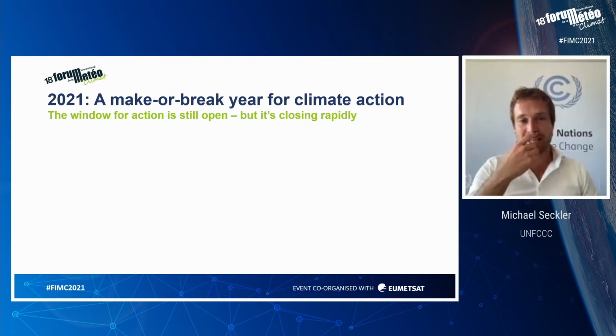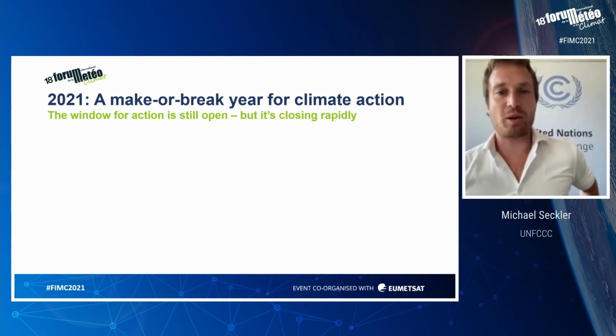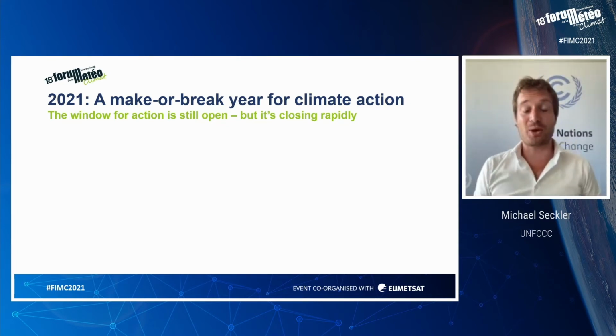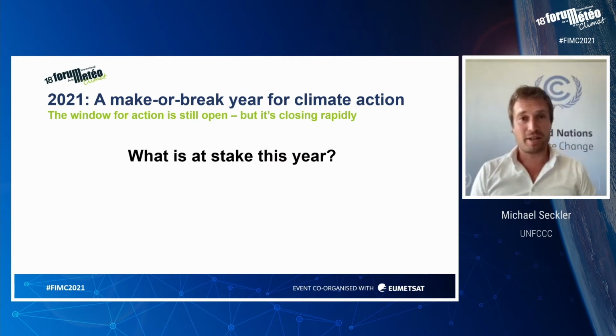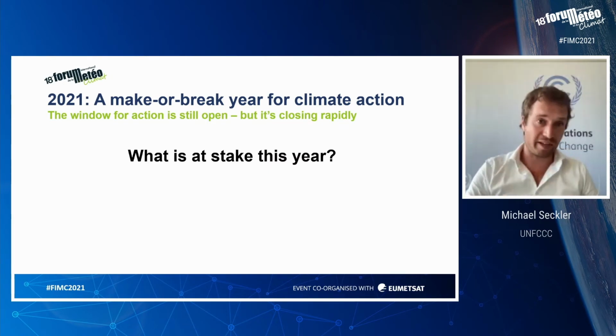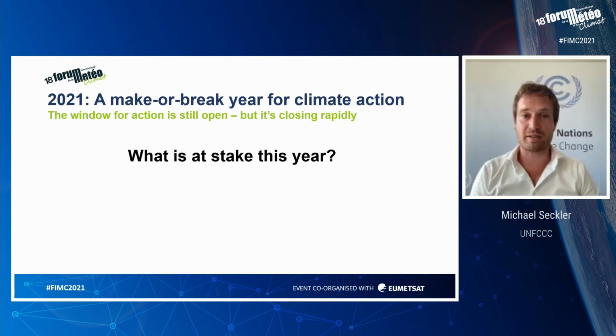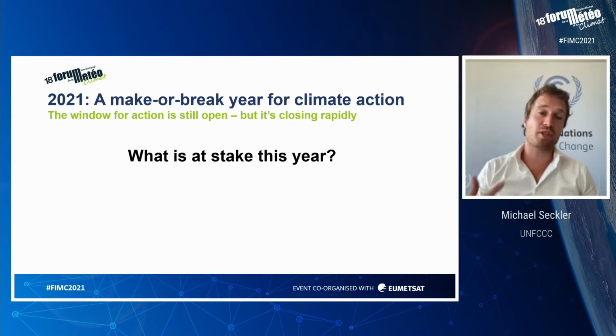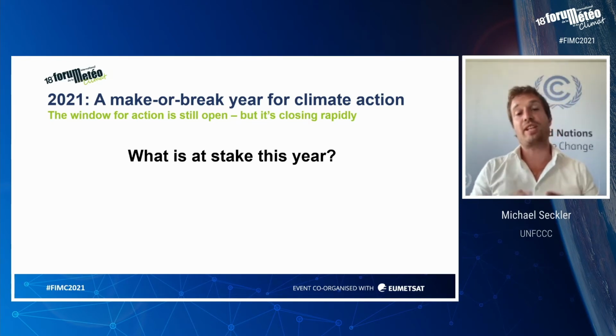As you can see on this slide, it says a window for action is still open, but it's closing rapidly. So what is at stake this year? To understand that, you need to look back 5 or 6 years, when the Paris Agreement was adopted. It works on a 5-year cycle. And this year, for the first time since Paris, countries have to submit their national climate plans again, which together make up the global level of ambition.